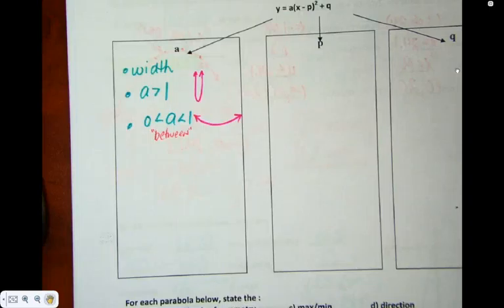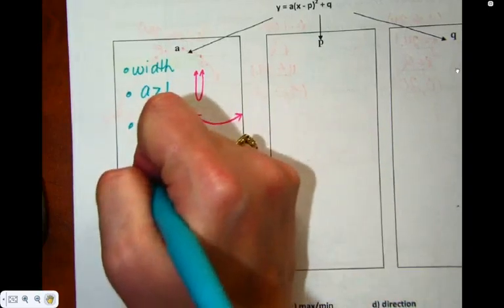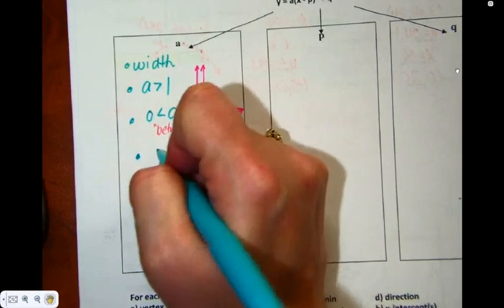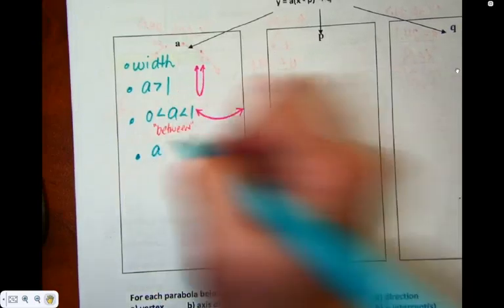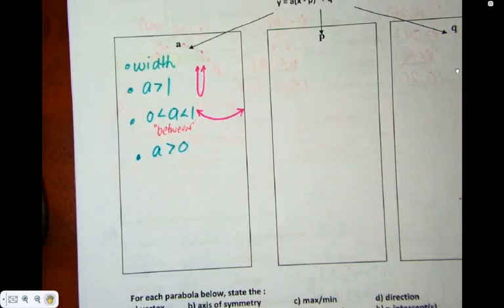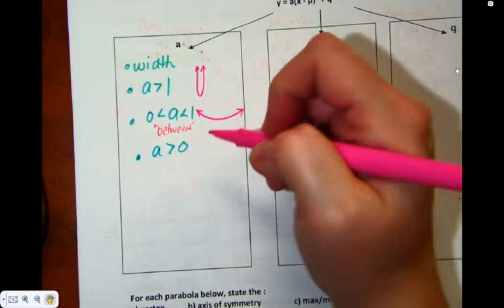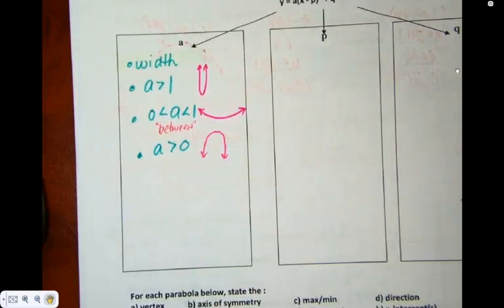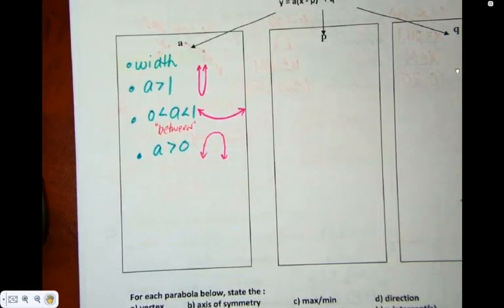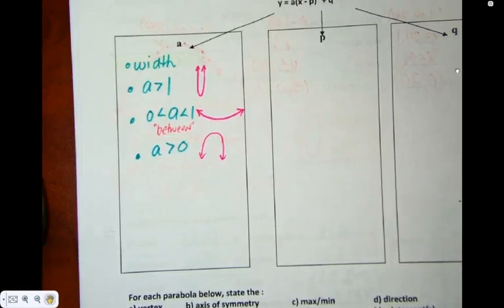What kind of numbers have we not talked about yet? Negatives. So that's where it goes. Okay, so when A is less than 0, what do you think happens? It flips over. I wrote greater. Duh.